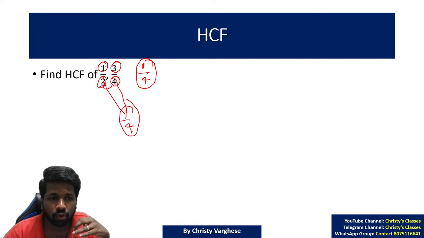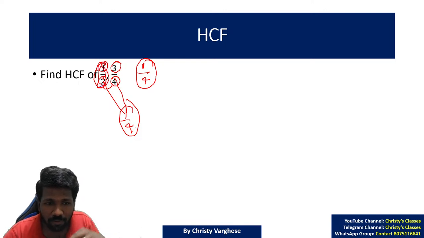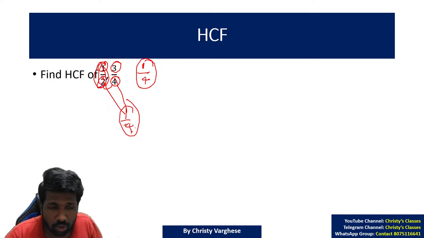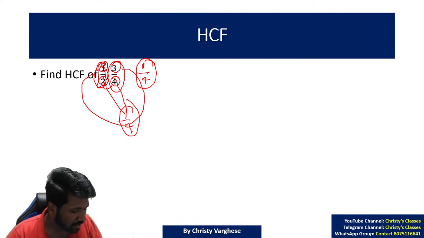1 by 4 into 2 is, 1 by 4 is a factor of 1 by 2. Similarly, if you make 2 1 by 4s, they will make a 1 by 2. 3 1 by 4s will make a 3 by 4. That is why it is a common factor.